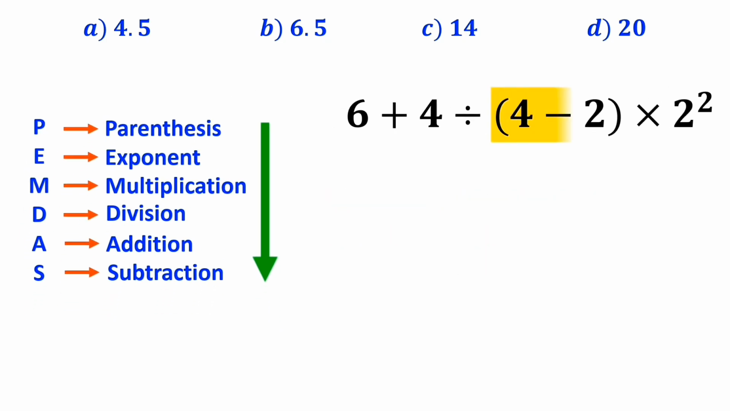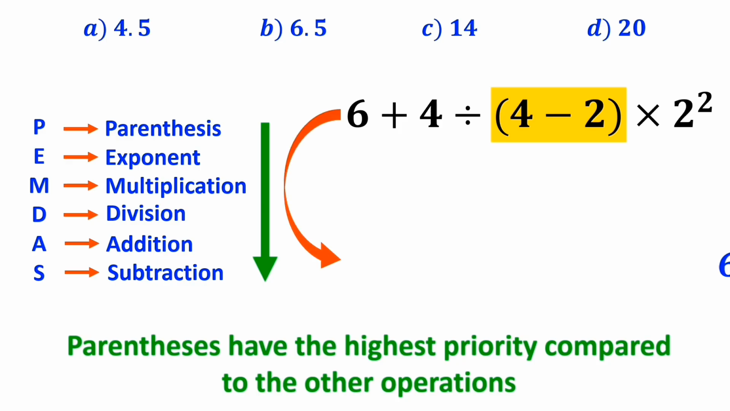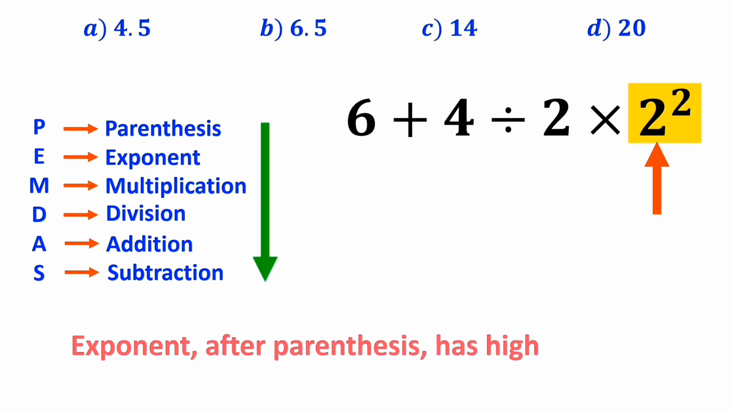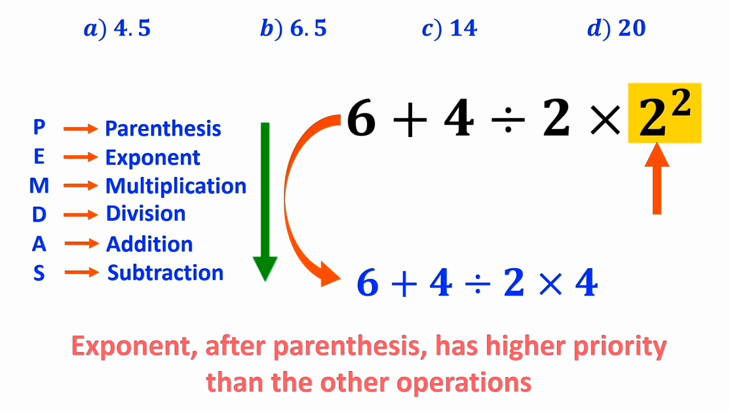So, we should start with the parentheses first, because parentheses have the highest priority compared to the other operations. Okay, instead of this expression, we can write 6 plus 4 divided by 2 times 2 to the power of 2. In the next step, we go to the exponent, because exponent after parentheses has higher priority than the other operations. So, this expression simplifies to 6 plus 4 divided by 2 times 4.